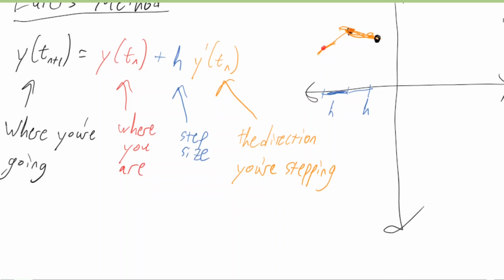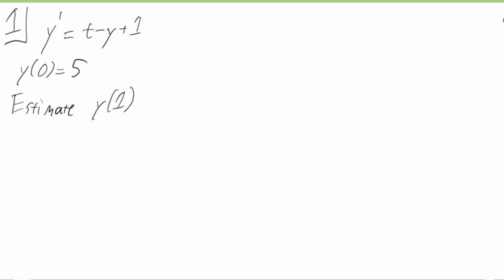So let's take a look at an easy example where we have y prime equals t minus y plus 1, and the initial condition y of 0 equals 5. And say we want to estimate y of 1. So the most basic version of Euler's method would be to do this all in one step. Now this isn't usually how it's done in applications, but let's just do it in one step so that we get a good feel for the method.